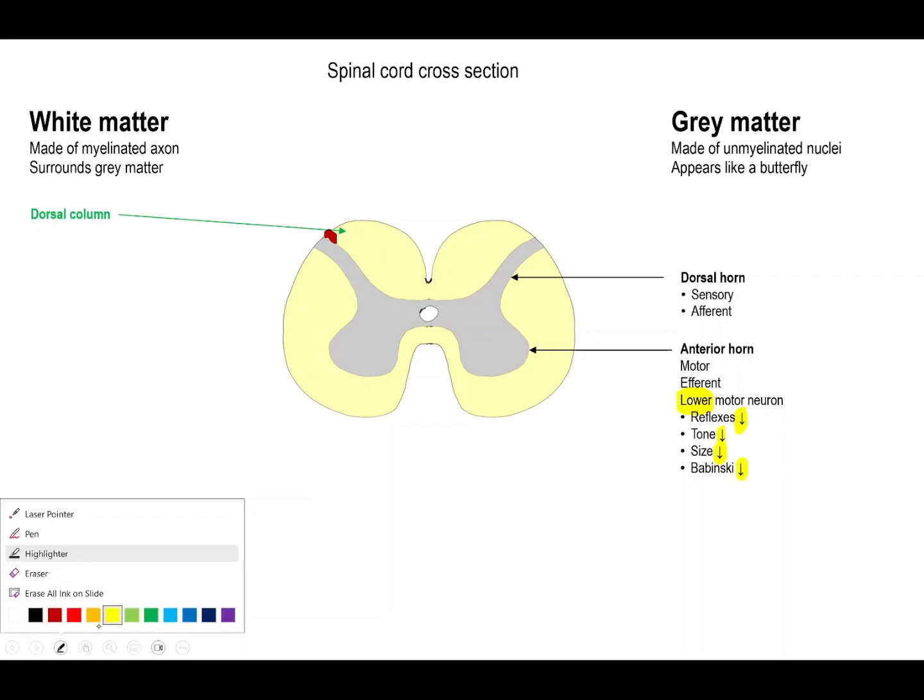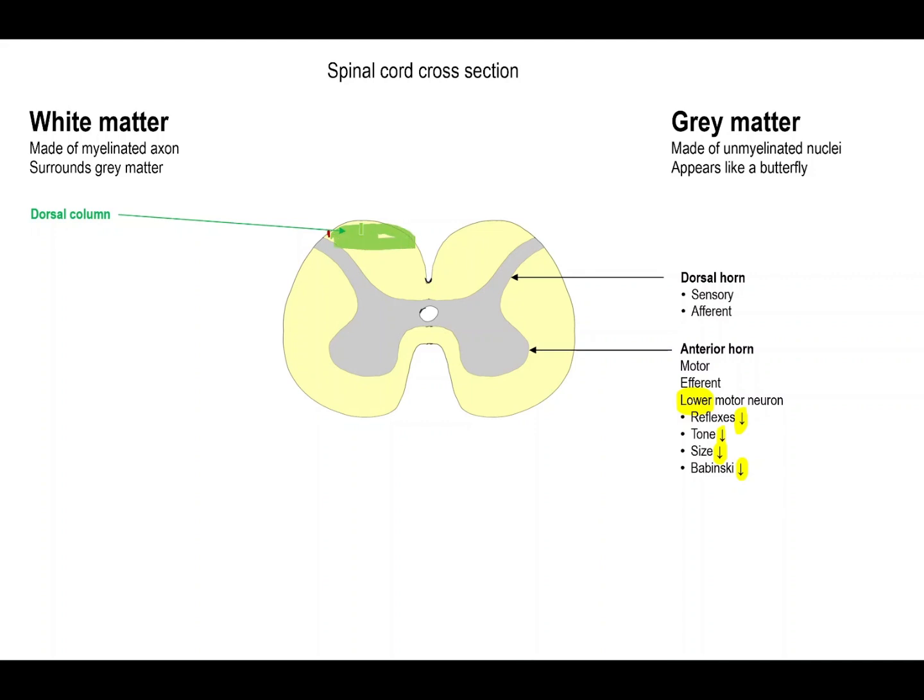Let's color it. What should we do? Green? Yeah, let's color it green because it's green. So let's say this area, all of this area. This is the dorsal horn, dorsal column of the white matter of spinal cord. Of course, it has both sides, left and right dorsal column.